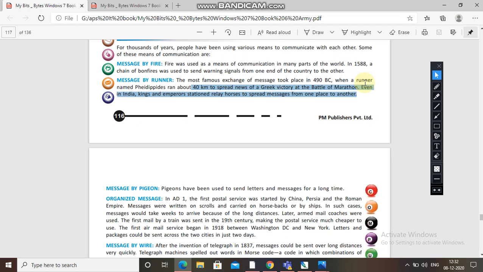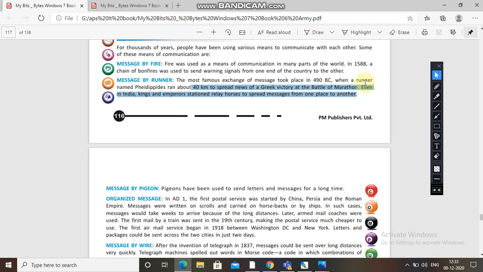The next one is message by pigeon. Things changed a little bit. Now people used pigeons. They just tie the message to their legs and send them in the direction. Even the pigeon knows where to go. In between, if someone asks how the pigeon knows, that answer is not included in this, but pigeons know the direction because they are just like pets that people used to keep. So pigeons have been used to send letters and messages for a long time.